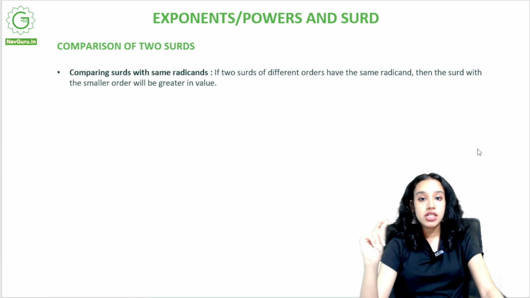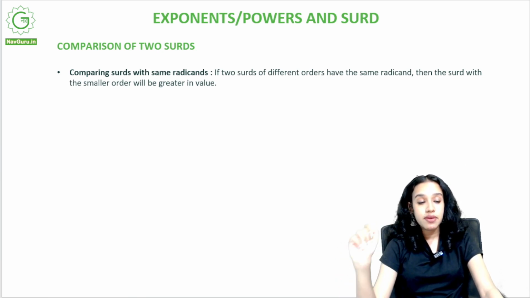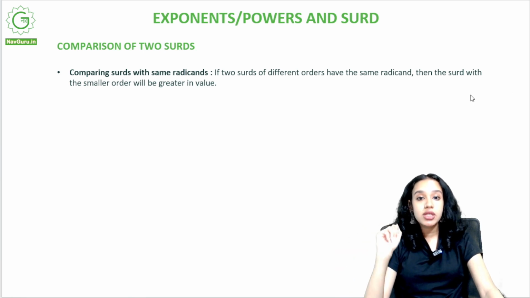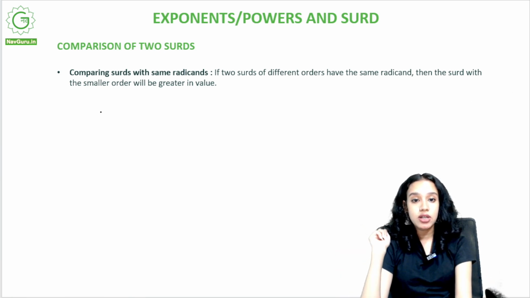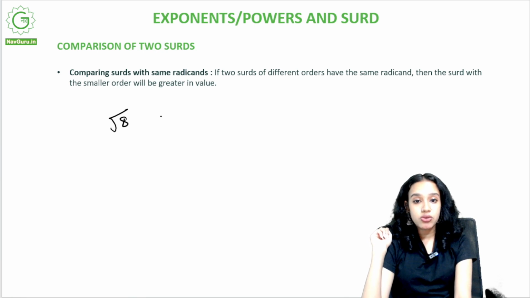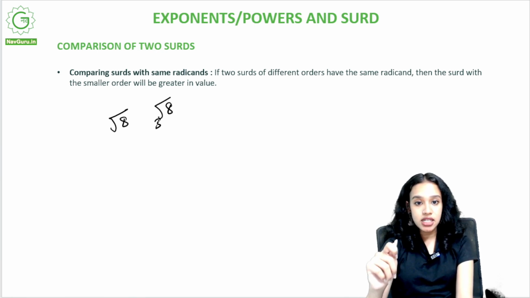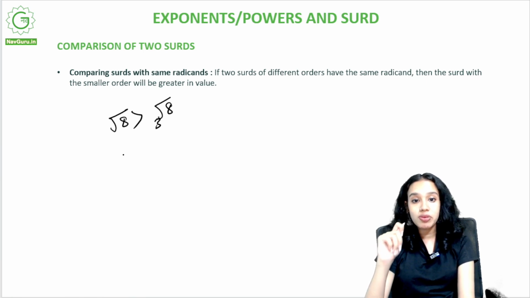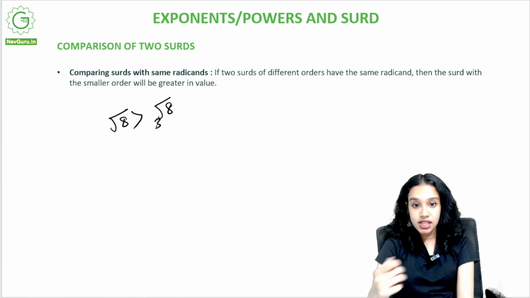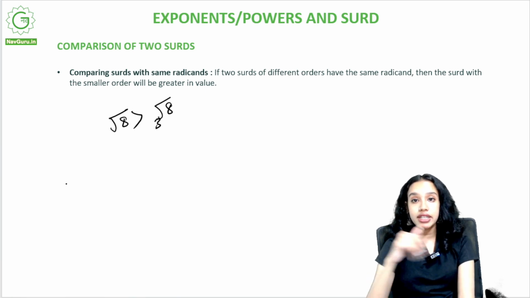Now we have comparison of surds with the same radicand. If two surds of different orders have the same radicand, then the surd with the smallest order would have the greatest value. Like if we have square root of 8 and cube root of 8, which would be greater? The radicand is the same, but the square root would be greater than the cube root. The higher the order of the surd, the lower its value if the radicands are the same.